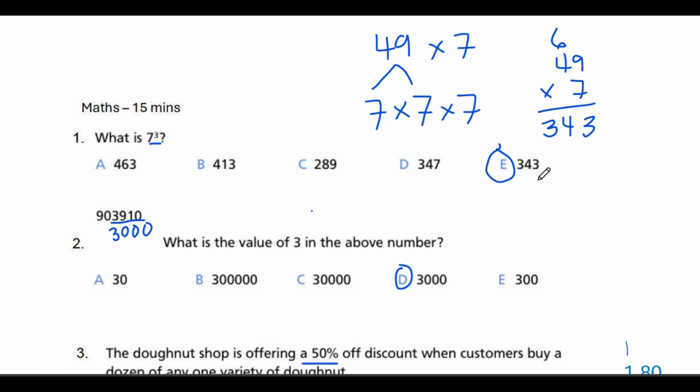Why the other options are wrong? A, B, and D are just incorrect calculations. C, which is 289, is what you get if you do 17 times 17, or 17 squared, not 7 cubed. Let's break down the solution.